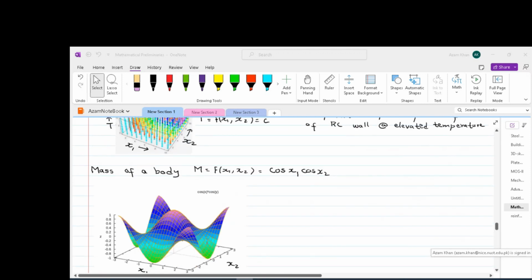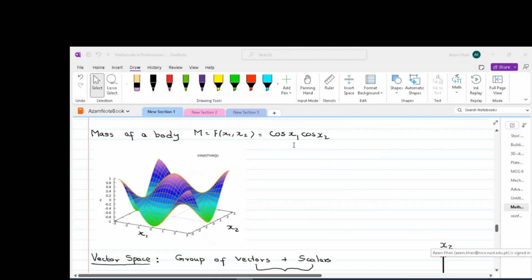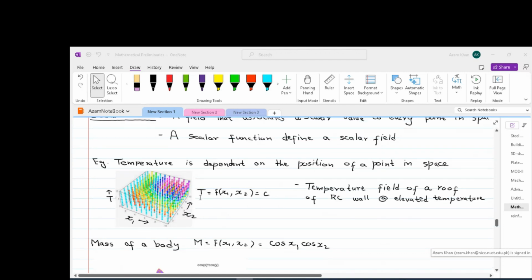Similarly, we can have the mass of a body defined as a scalar field. So imagine we have an RC shell structure whose mass is varying. In the figure, we can see a function which is cos x1, cos x2, and this is the mass of a body. So in short, within a scalar field, we should be able to define a function of our interest.